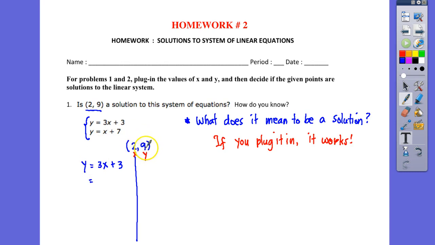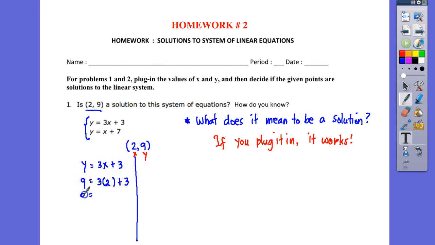So the y coordinate is 9. So instead of writing y, I'm going to write 9. I'll bring down the 3. Remember, 3x means 3 times x. So I'll put a parenthesis here. Instead of writing x, I'm going to put 2 because I'm testing x equals 2. And then plus 3. Now, all you have to do is to simplify the left side and the right side.